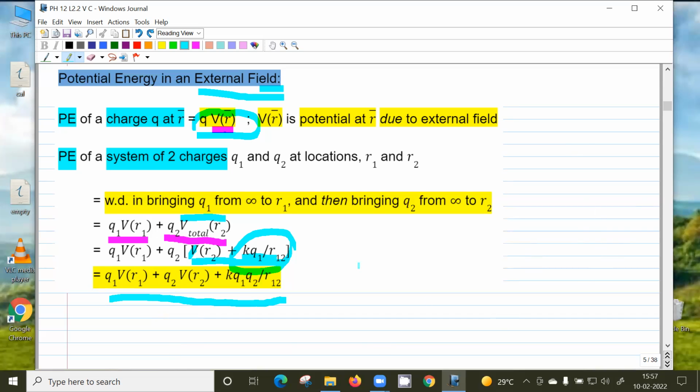Okay, so this is for two charges. Similarly, you can extend to other charges also. So basically here we are using a powerful concept: the work done in moving a charge from infinity to that point is the value of the potential at that point into the charge. But for the second charge, I have to take the total potential. Similarly, for the third charge, I will take the total potential that will be due to the external field plus due to charges Q1 and Q2.